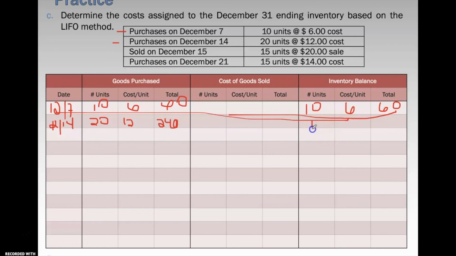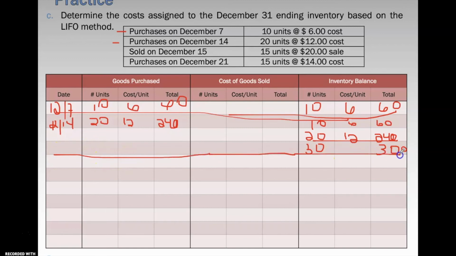And what do I have? I have what I purchased before. I didn't sell anything yet. And my new purchase. So the first 3 lines are exactly the same as part A and part B, so it makes it very easy to do. 240. So my total is actually the first 4 lines. 30 units, $300 is the cost. Okay. So like I said, it's where the sale comes in that gets a little bit trickier.